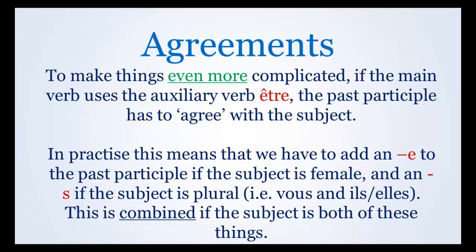So in practice, this means that we have to add an e to the past participle if the subject is female, and an s if the subject is plural. So we have vous for you, talking about more than one person, and ils, elles, representing they, a group of males, or they, a group of females. And this can also be combined, as we see there, if the subject is both of these things, so both female and plural. So we're talking about more than one.